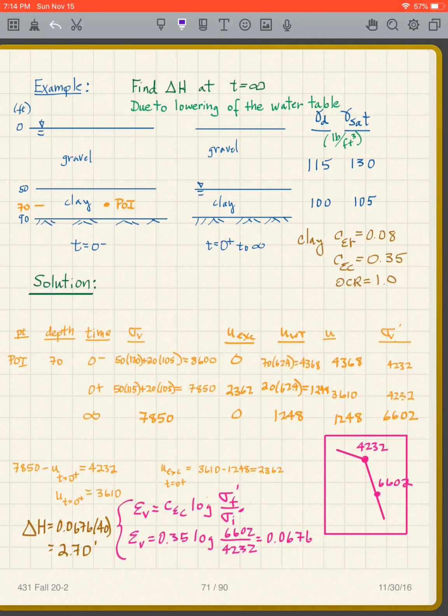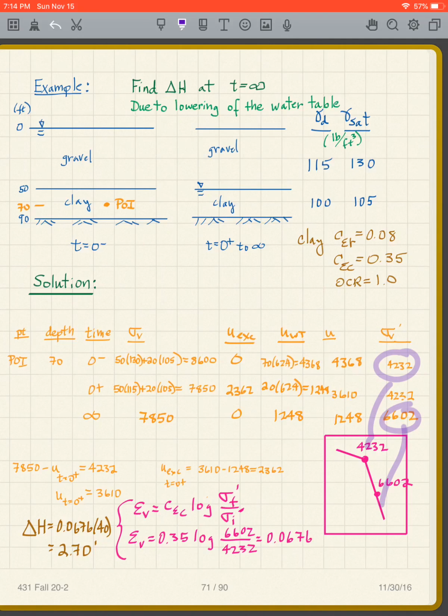So notice what has happened here. I had an effective stress in my clay of 4232, and it goes up to 6602 at time t equals infinity. So my OCR is 1. So what does that mean? When I draw my plot, I'm going to have the 4232.